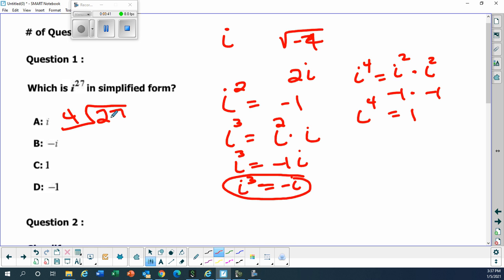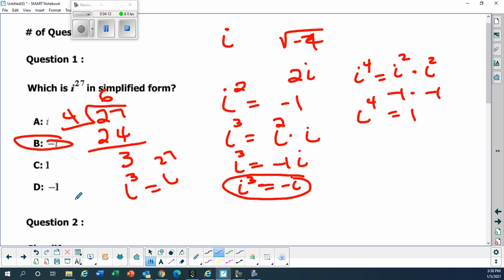So when I divide 27 by 4, 4 goes into 27 6 times, right? 6 times 4 is 24. The remainder is 3. So i to the power of 27 is the same as i cubed. I already know i cubed is -i, so my answer would be just -i.